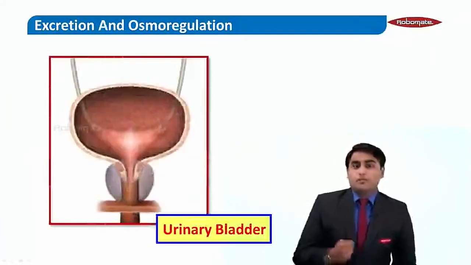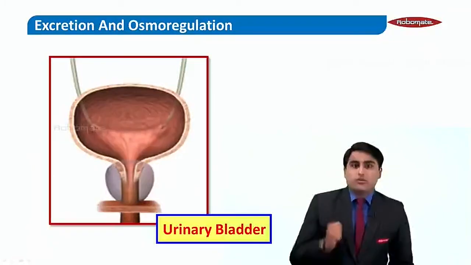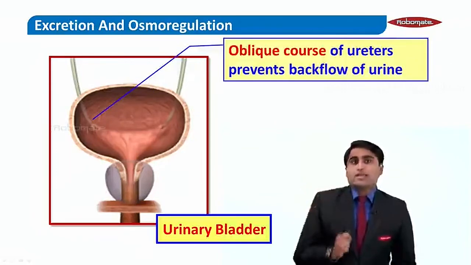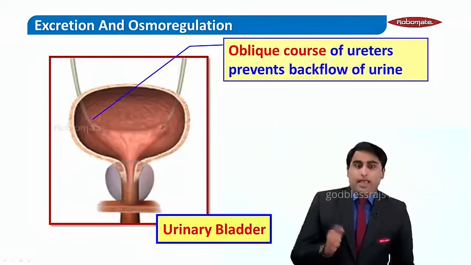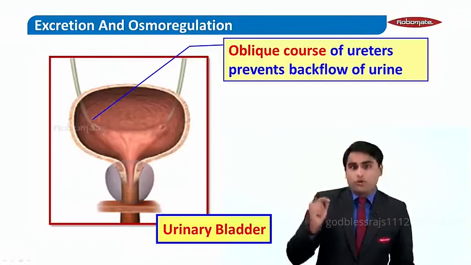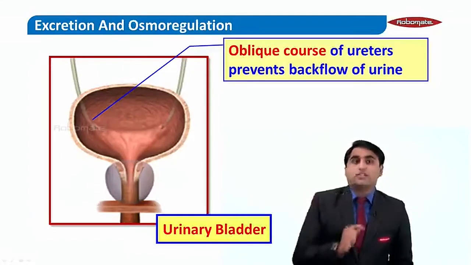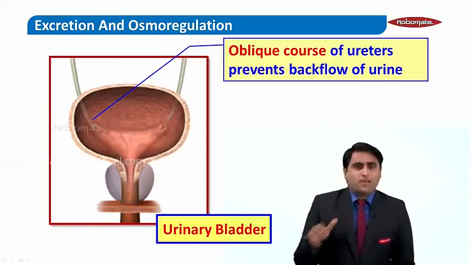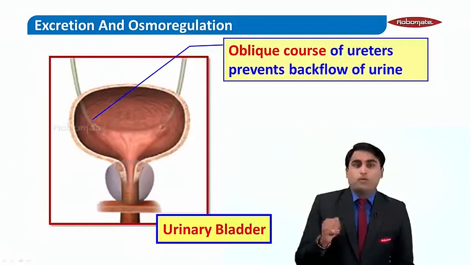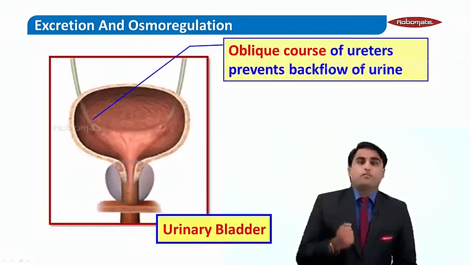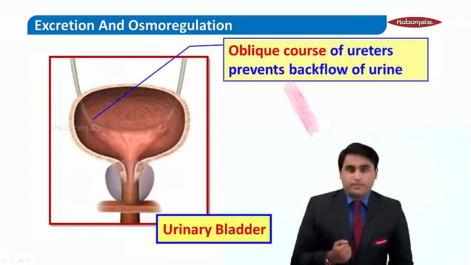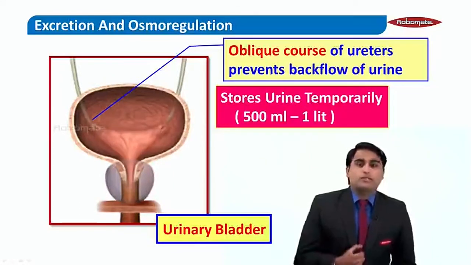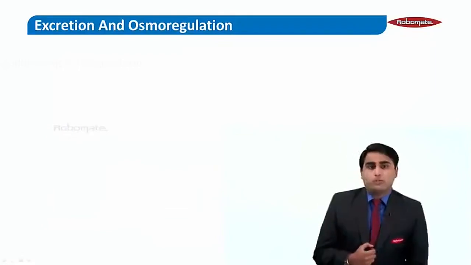Now, if you observe the opening of the ureters inside the urinary bladder, you can see it opens at a lateral angle, and the course of the ureter inside the urinary bladder is oblique. The important reason for the oblique course and the lateral opening is prevention of the backflow of urine. So either you stand up or you lie in a recumbent position, due to this oblique or lateral opening, it prevents the backflow of urine back into the ureter. Your urinary bladder stores about 500 ml to 1 liter of urine. So this was all about the urinary bladder.